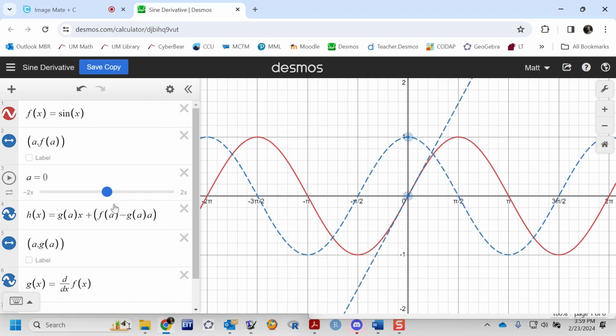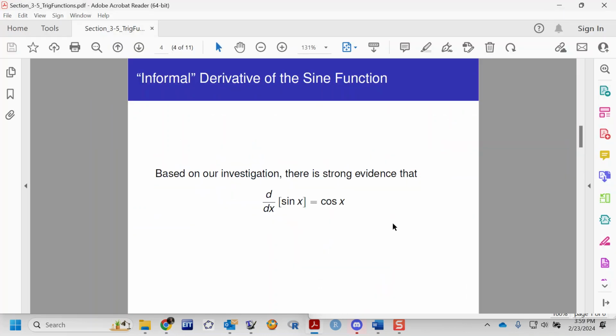I mean, it makes sense that, since the sine slope is cyclically changing, its derivative would be cyclically changing. And hopefully at this point it's just screaming out to you what the derivative of the sine is. I'll let you fill in the blank there. But the derivative of the sine turns out to be the cosine. So based on our investigation, there's really strong evidence that the derivative of the sine is the cosine.